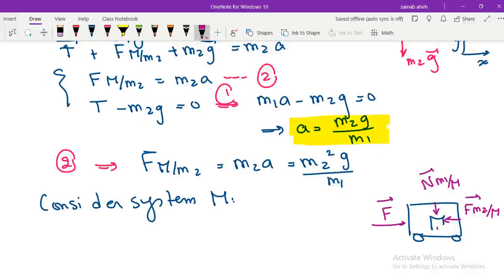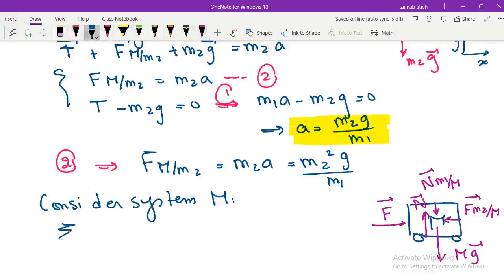We have the weight, which is mg. And we have the normal from the earth, N, which is upward. This is the normal of the car. Now I am not interested in the projection along the vertical. I am only interested in the projection along the horizontal. So I will only project along the horizontal.